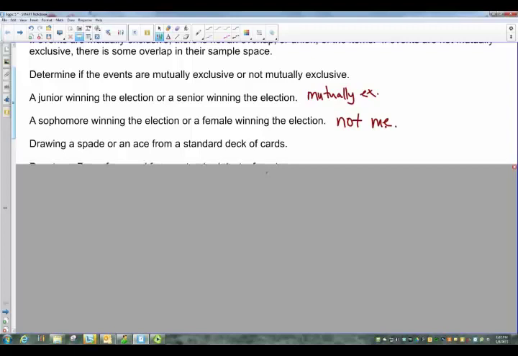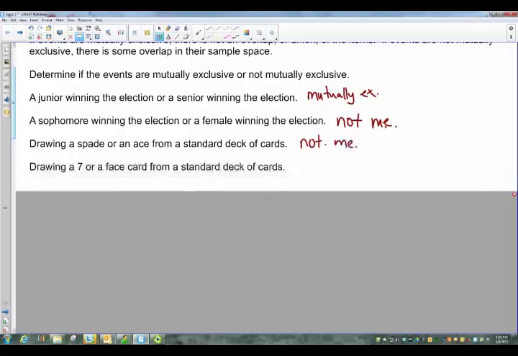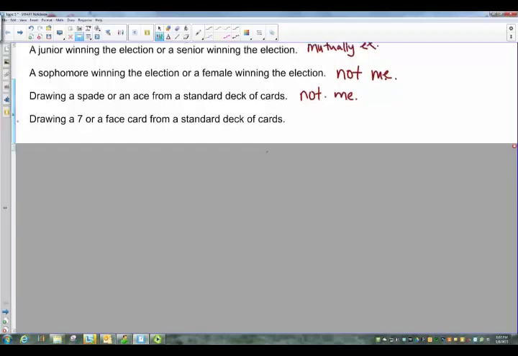All right, so the next one. You are drawing a spade or an ace from a standard deck of cards. If you look at all the spades and you look at all the aces, are there any cards that would fit into both categories? Well, yeah, there's the ace of spades, so in this case, it's not mutually exclusive. And then finally, if you draw a 7 or a face card, are those mutually exclusive? Sevens are not considered face cards, so there is no overlap, so they are mutually exclusive. All right, so that's the whole idea behind this. Hopefully that made a little sense.